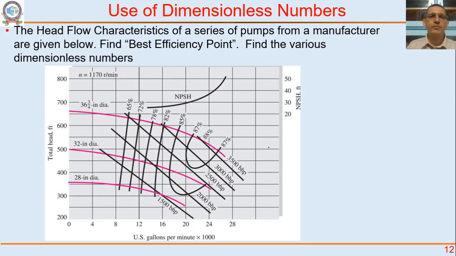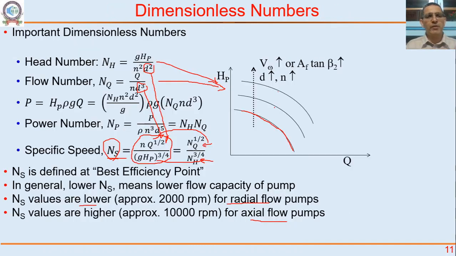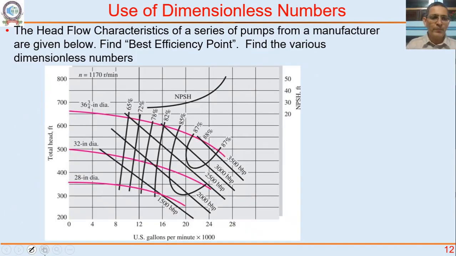So these are actual head flow relationships for a series of pumps from a manufacturer. Actually, this data is from White's book. You can see that for yourself. This is a 28-inch diameter impeller, 32-inch impeller diameter, 36 and 3/4 inch impeller diameter. Rotation speed is 1170 rpm. And these are the head flow characteristics. This is the head developed in feet. This is the flow in gallons per minute.